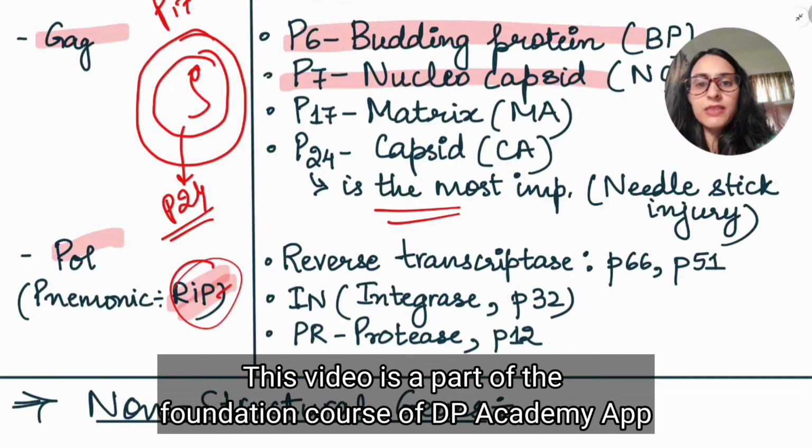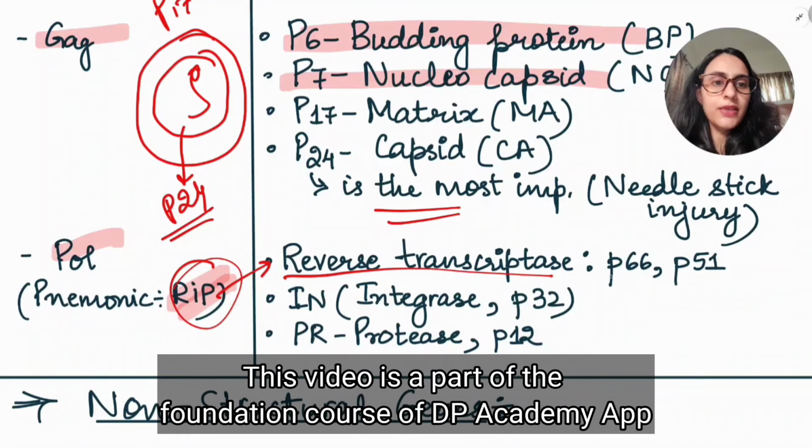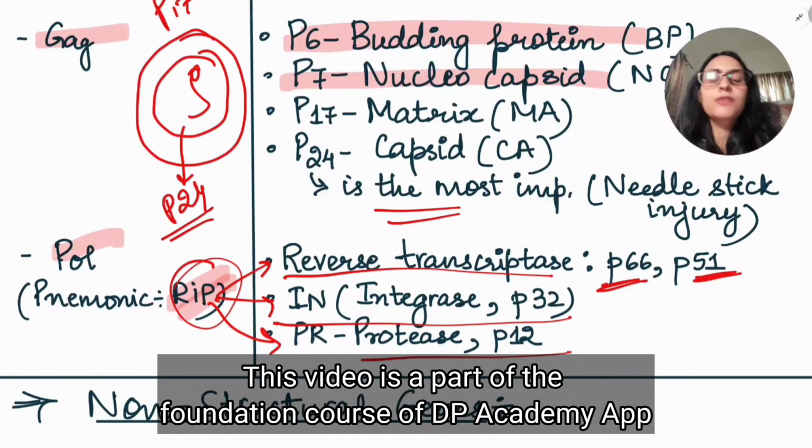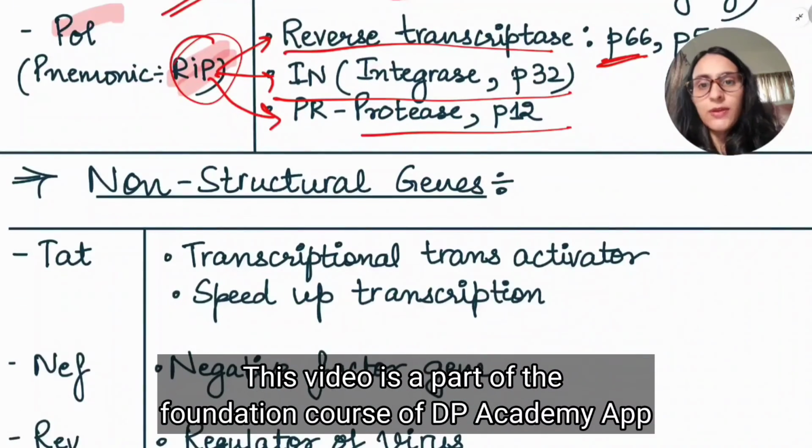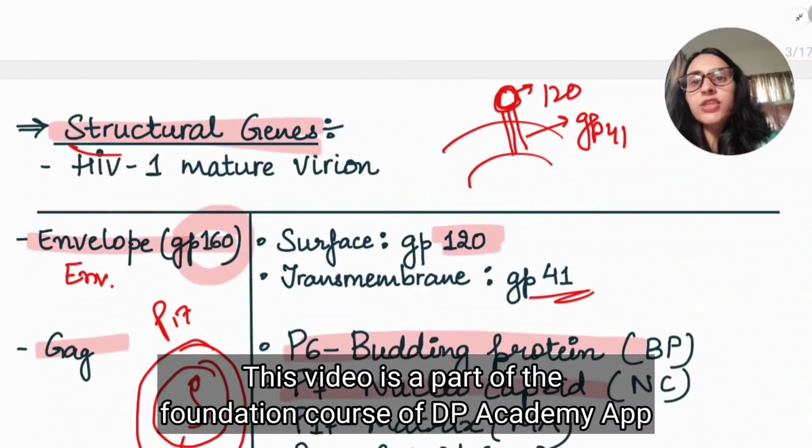Then in the pol, rest in peace, R is reverse transcriptase. I told you, in two viruses we have reverse transcriptase. One is hepatitis B, that is a DNA virus. Another, very important, is HIV that we are talking about right now. It is P66, P51. I is integrase, P32, and P is protease, P12. We'll talk about all these functions one by one when we talk about the pathogenesis. This was the structural genes.